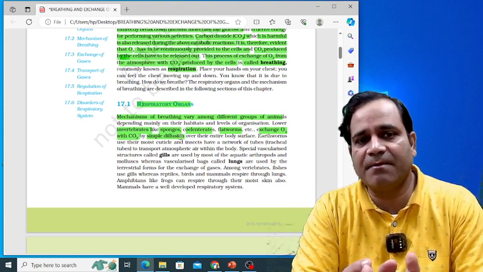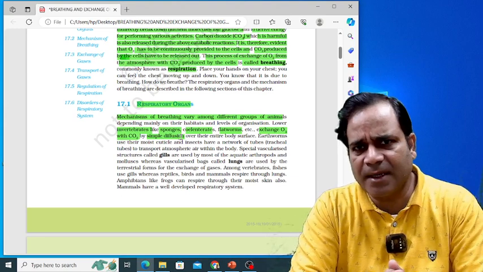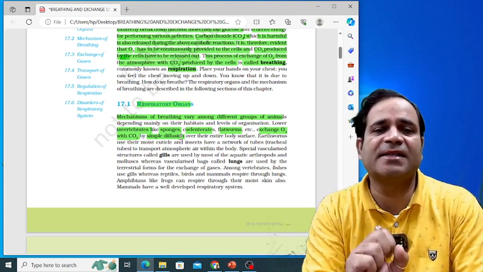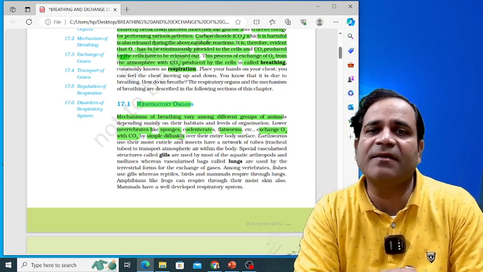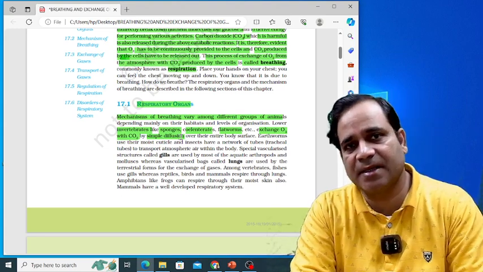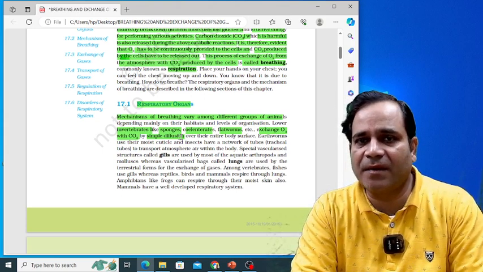Simple diffusion means that only the exchange of gases will take place, and that exchange of gases will take place with the help of minute openings on their body surface, my dear. That is called what? Simple diffusion.